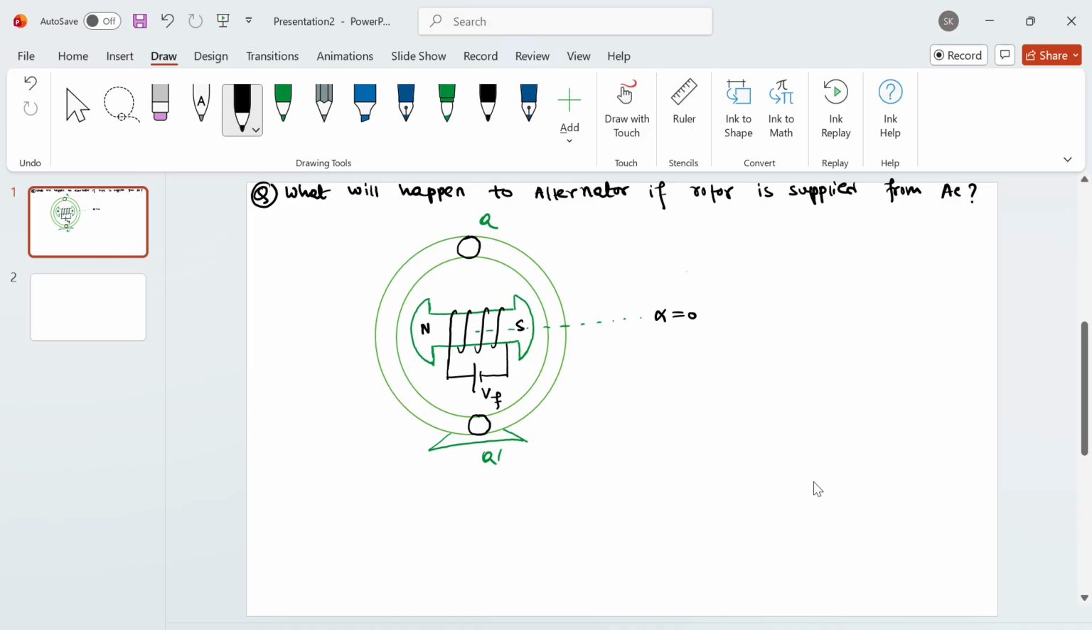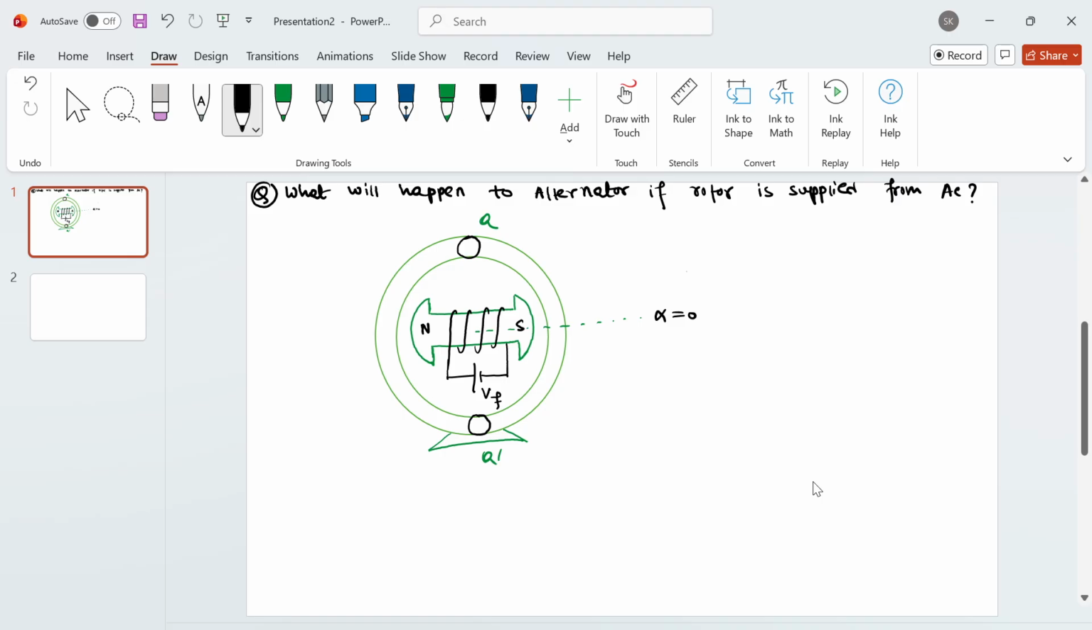If you rotate the rotor, then the conductors placed in the armature will face a rate of change of flux, and because of that there will be an induced EMF in the stator armature conductors and the coils that are located in the stator. Now, to understand what will happen if we supply the rotor from AC, let me first explain what happens if the rotor is supplied from DC. That is the actual working principle.